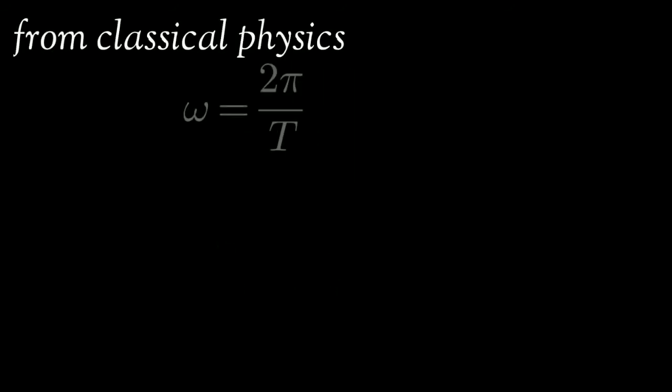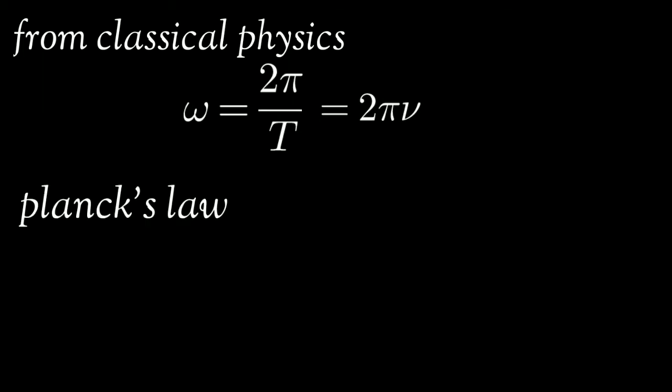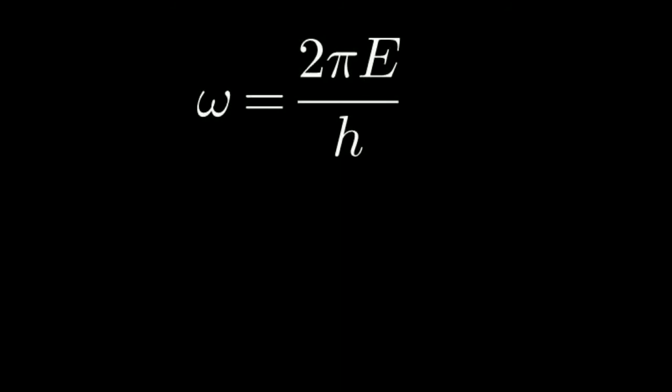Now again from classical physics we know that ω is equal to 2π over T, and in terms of frequency it is 2πν, where ν is the frequency. Now from Planck's law we know that energy E is equal to h times ν, and we can write ν as E over h. Now we will substitute the value of ν from Planck's law in the above equation and we will get ω is equal to 2πE over h. Now we will replace h over 2π with the reduced Planck's constant ħ and we will get ω is equal to E over ħ.